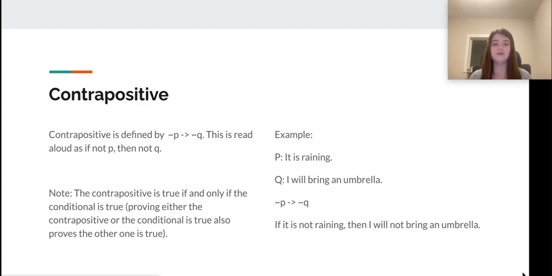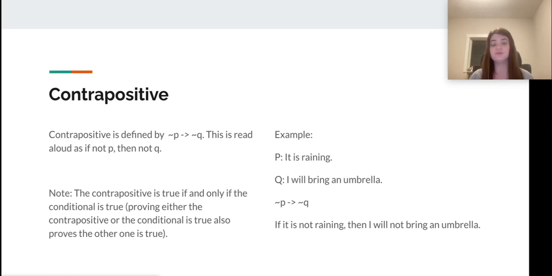Now let's talk about contrapositive. Contrapositive is defined by if not P, then not Q, or not P implies not Q. So let's go back to our example about raining and bringing an umbrella, where P is it is raining and Q is I will bring an umbrella. That means not P would be it is not raining, and not Q would be I will not bring an umbrella. So not P implies not Q would be if it is not raining, then I will not bring an umbrella. Now keep in mind, the contrapositive is true if and only if the conditional is also true.